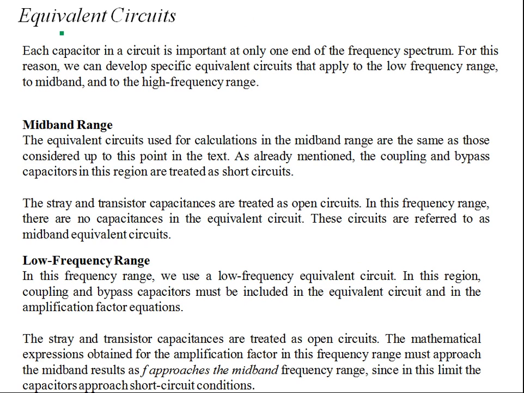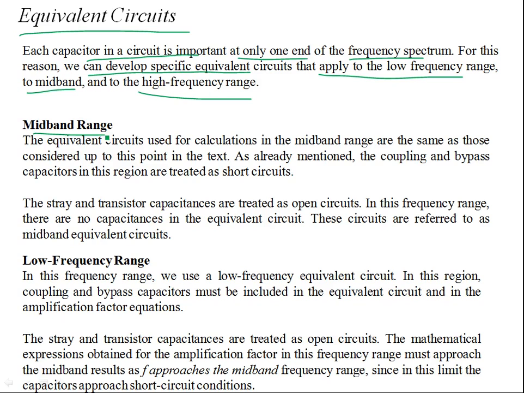Now, based on these ranges, we have the equivalent circuits. Each capacitor in a circuit is important at only one end of the frequency spectrum. For this reason, we can develop specific equivalent circuits that apply to the low frequency range, the midband, and the high frequency range. For the midband range, up until now, in all the circuits we have considered in developing the small signal circuits for the common source, source follower, and common gate configurations, we have not considered any capacitances.